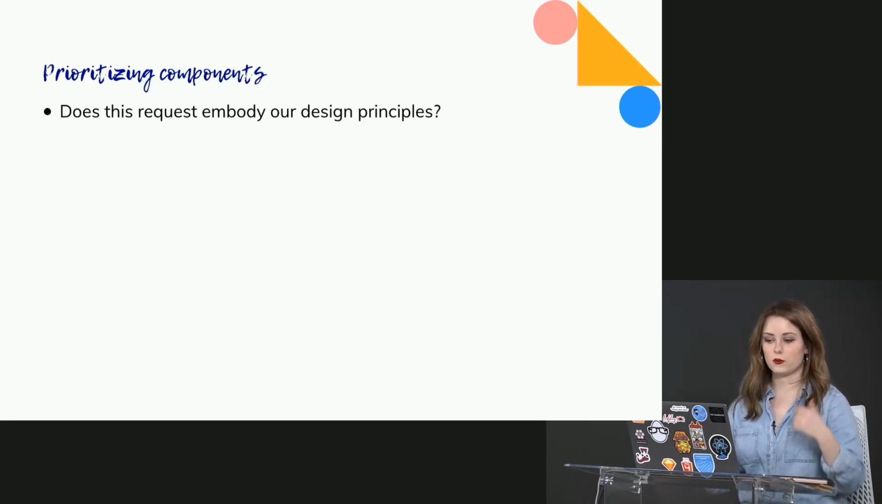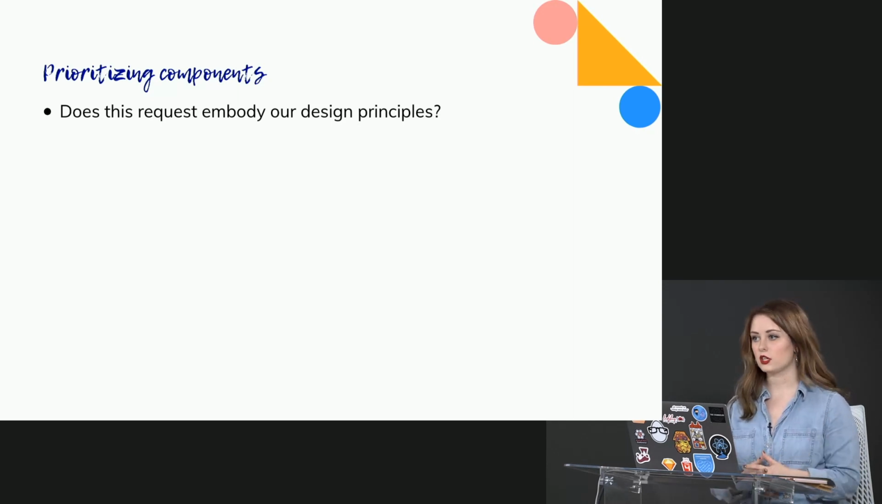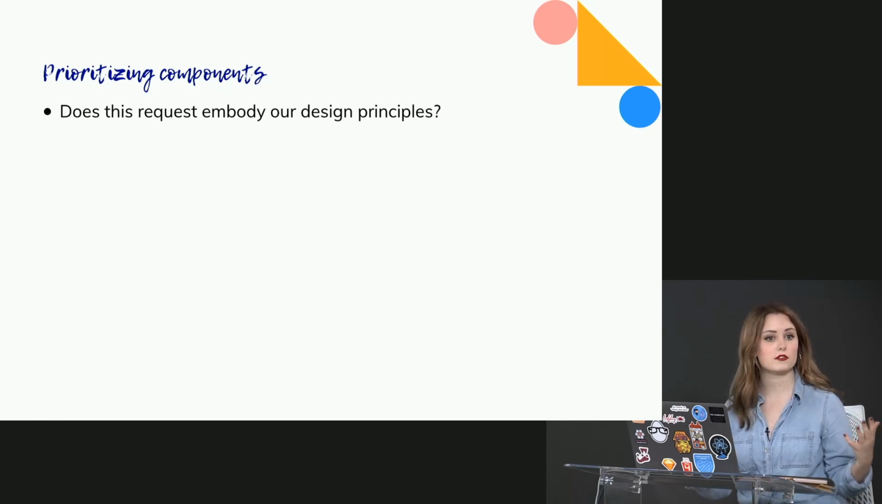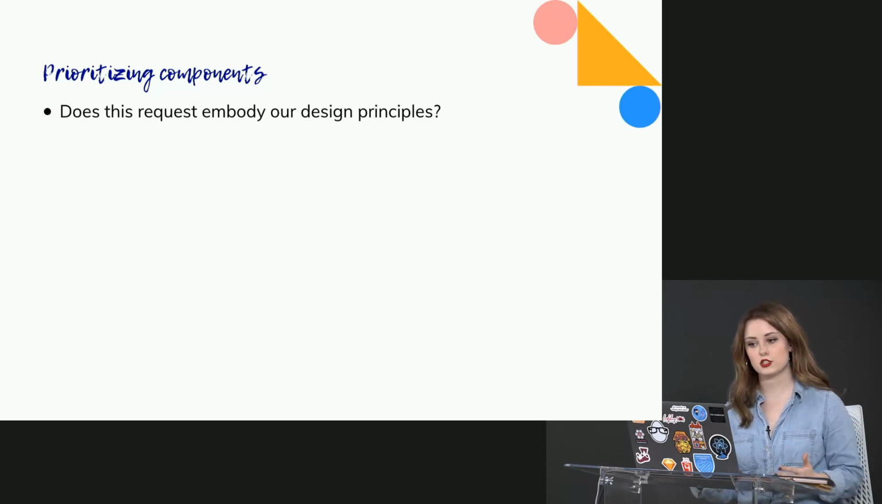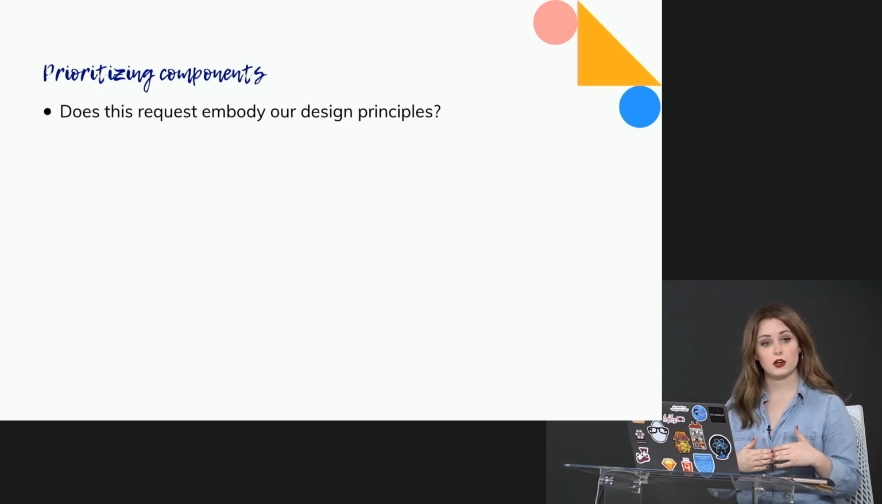So some of the questions you're going to want to ask yourself, and I like to put these into an online survey that you can give to product management, to design and engineering, and have all of them take these surveys, because integrating a new component into your system does not just impact design. It doesn't just impact engineering. It's going to impact all of them. So you need to make sure that all three areas are really covered. And these are some of the questions you might want to ask. Does this request or does this component embody our design principles?